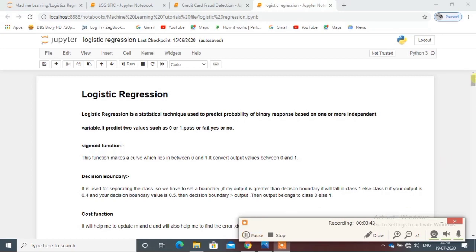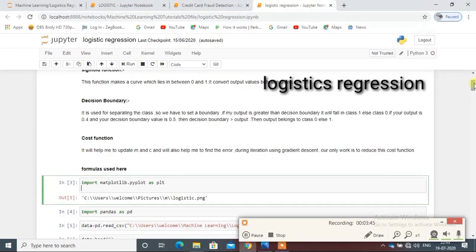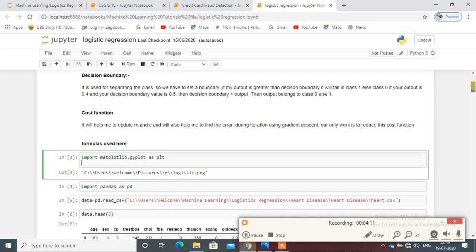Now our next topic is the cost function. We already discussed it in the last tutorial on linear regression, so we will not go over it again. If you want to watch, you can go to our previous video and understand it properly. So let's start.